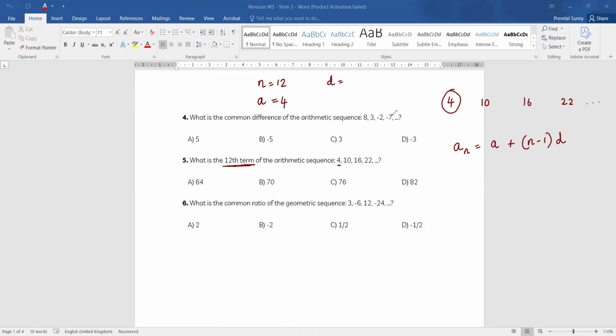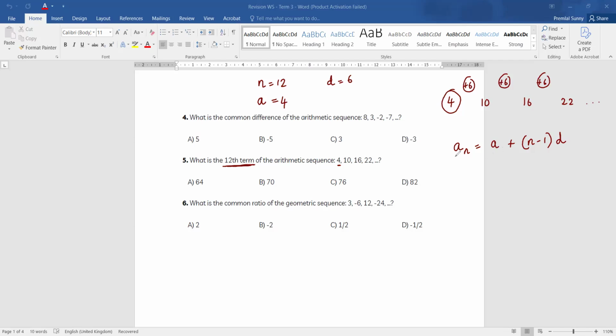Let us check what the common difference is. 4 plus 6 is 10. 10 plus 6 is 16. 16 plus 6 is 22. So your common difference is 6.